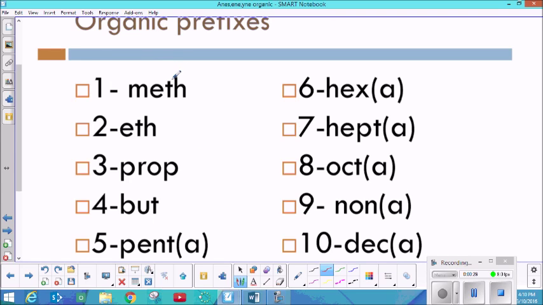Meth is number one, eth is two, prop is 3, bute is 4. After that, they are the same prefixes that we used when we did covalent naming. Pent 5, hex 6, hept 7, oct 8, non 9, and dec 10. You will use the A when the next letter after the A is a consonant.